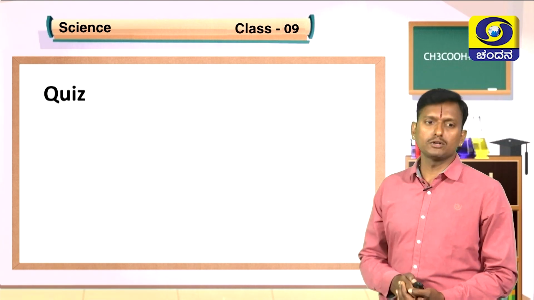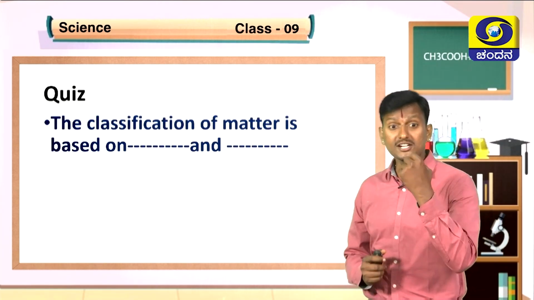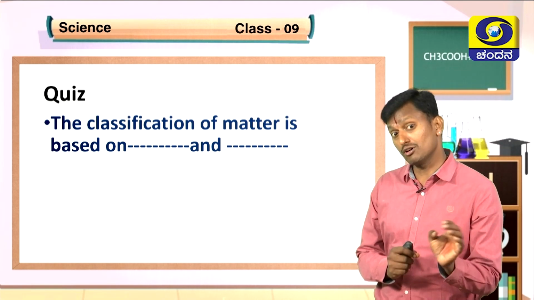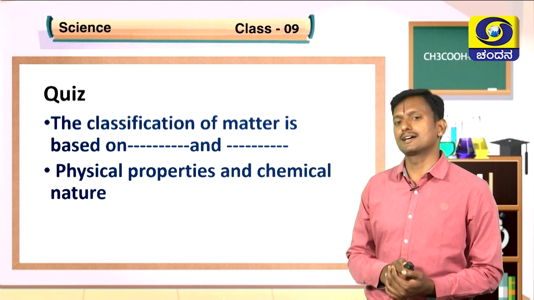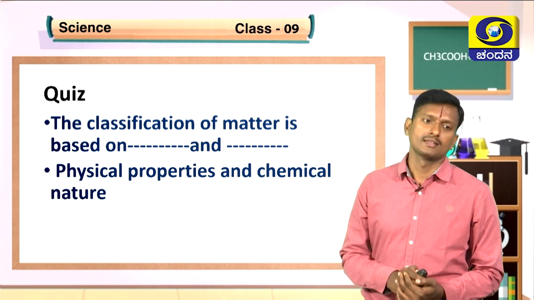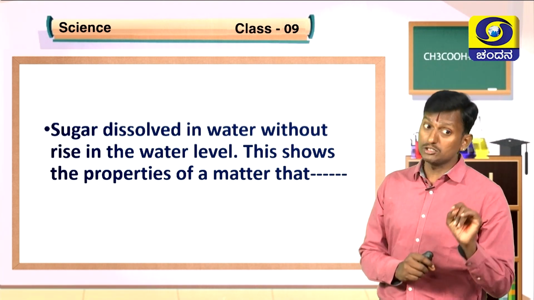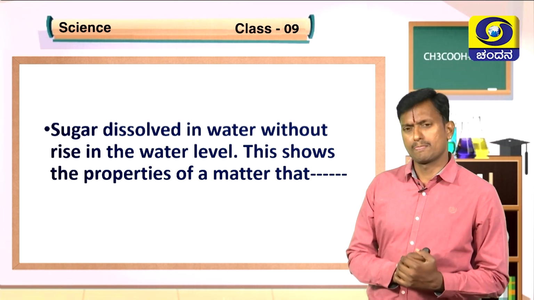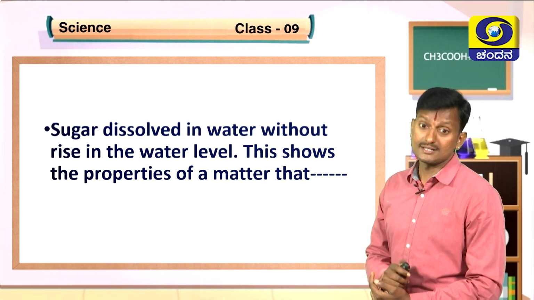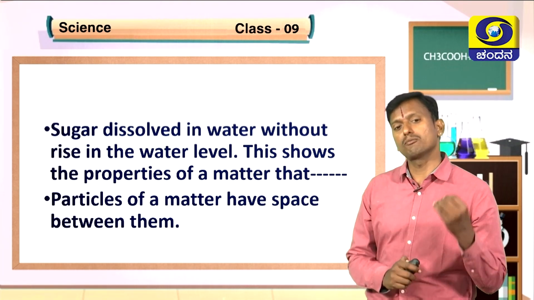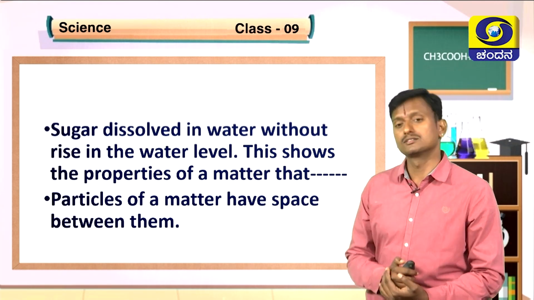Now students, it is quiz time for you. Let's have fun. Okay, first one. The classification of matter is based on dash and dash. What answer? Yes, physical properties and chemical nature. Second one. Sugar dissolved in water without rise in the water level. This shows the property of matter that. The answer? Yes, particles of matter have space between them. That is why the water level did not rise.